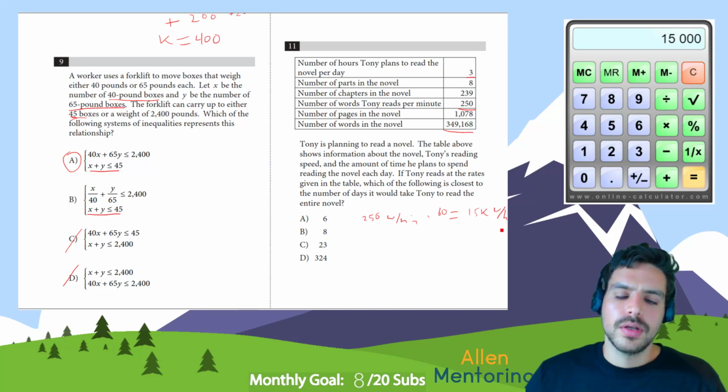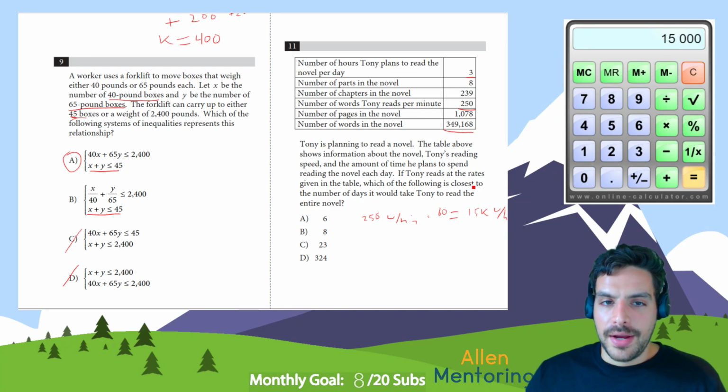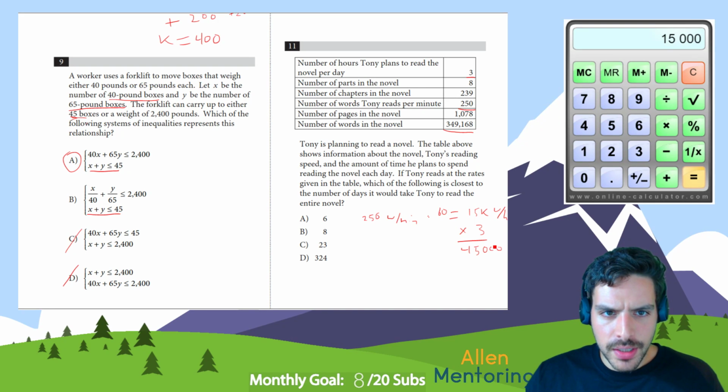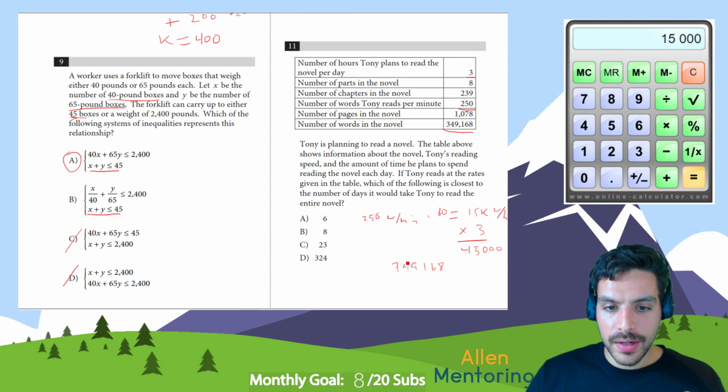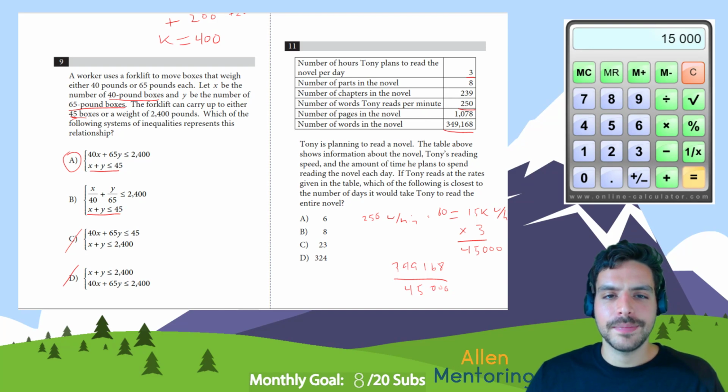words per hour. And now how many hours does he read per day? He reads 3 hours per day. So we want to multiply this by 3, and we see that he reads 45,000 words per day. So far, so good. And lastly, we want to figure out how many days it would take him. So it's 349,168 total words in the entire book, divided by 45,000 words per day.